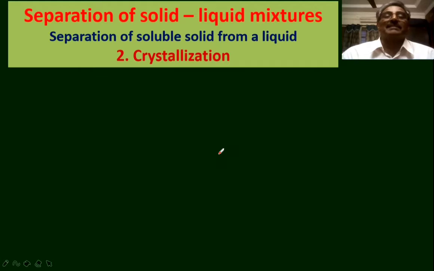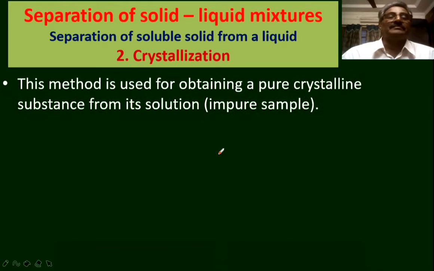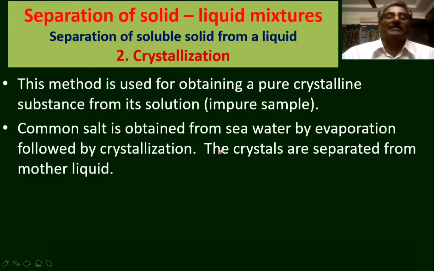Another process available to separate a soluble solid from liquid is crystallization. This method is used for obtaining a pure crystalline substance from its solution. A solution is an impure sample. Common salt is obtained from seawater by evaporation followed by crystallization. The crystals are separated from mother liquid.